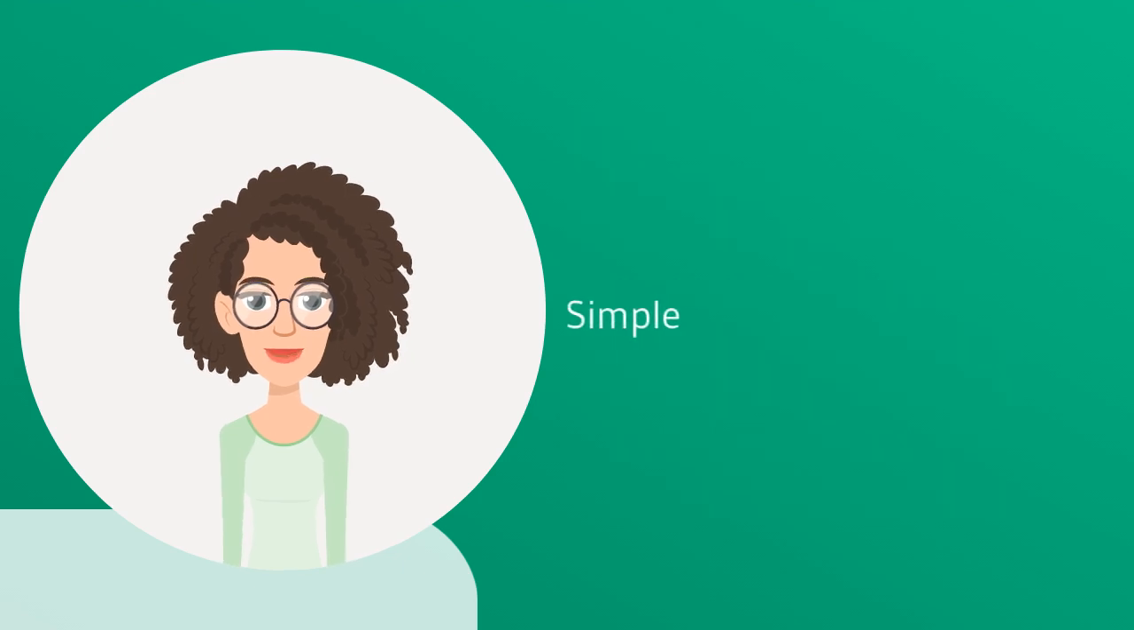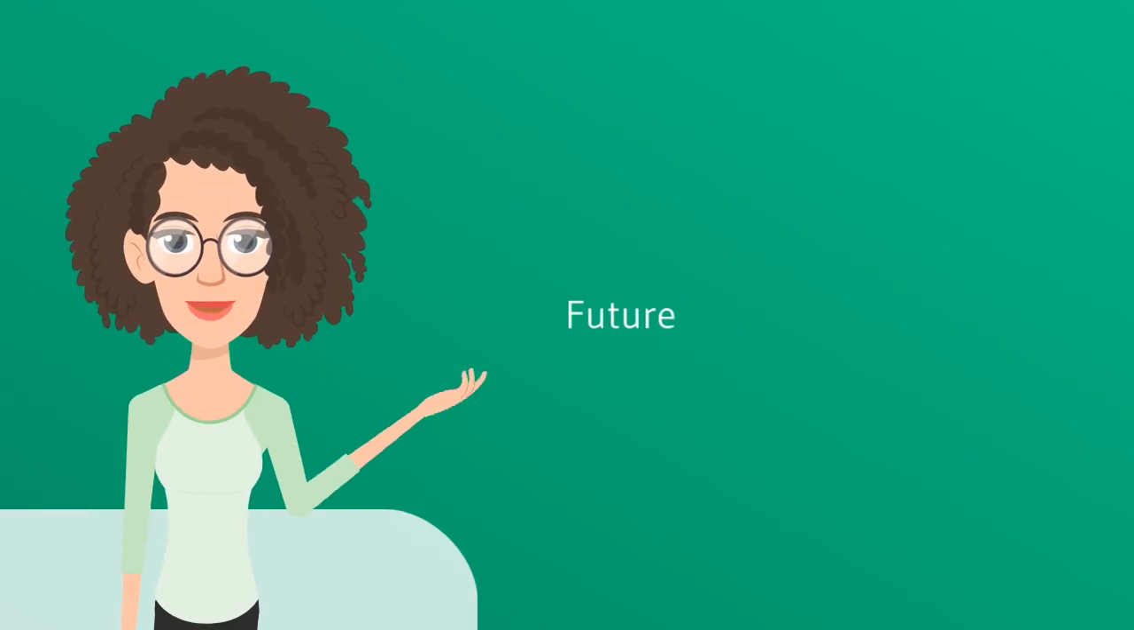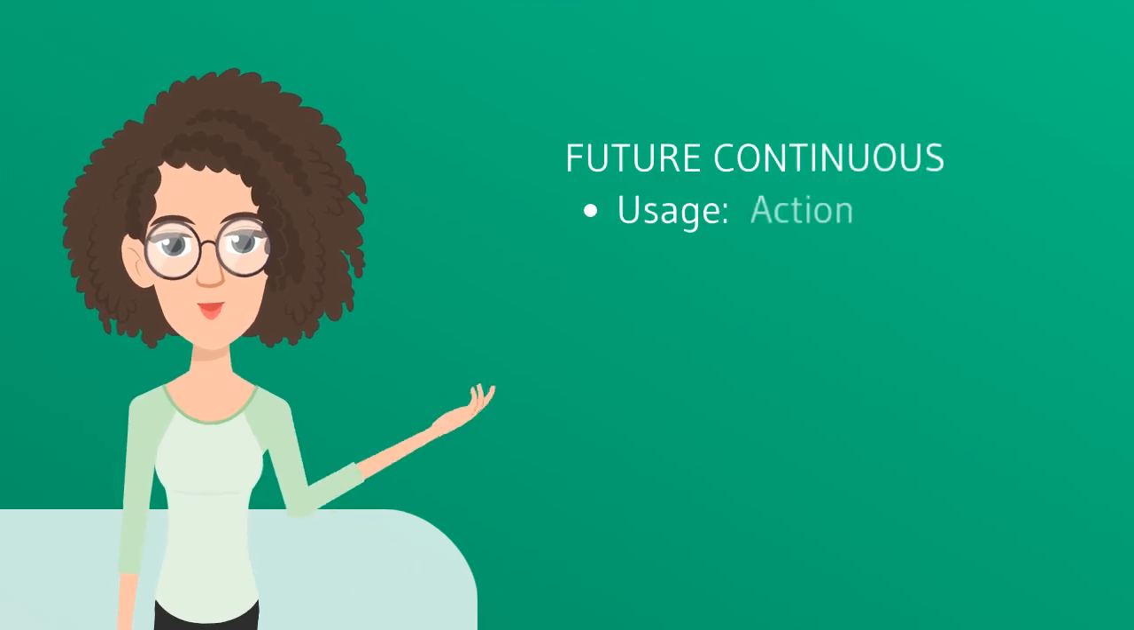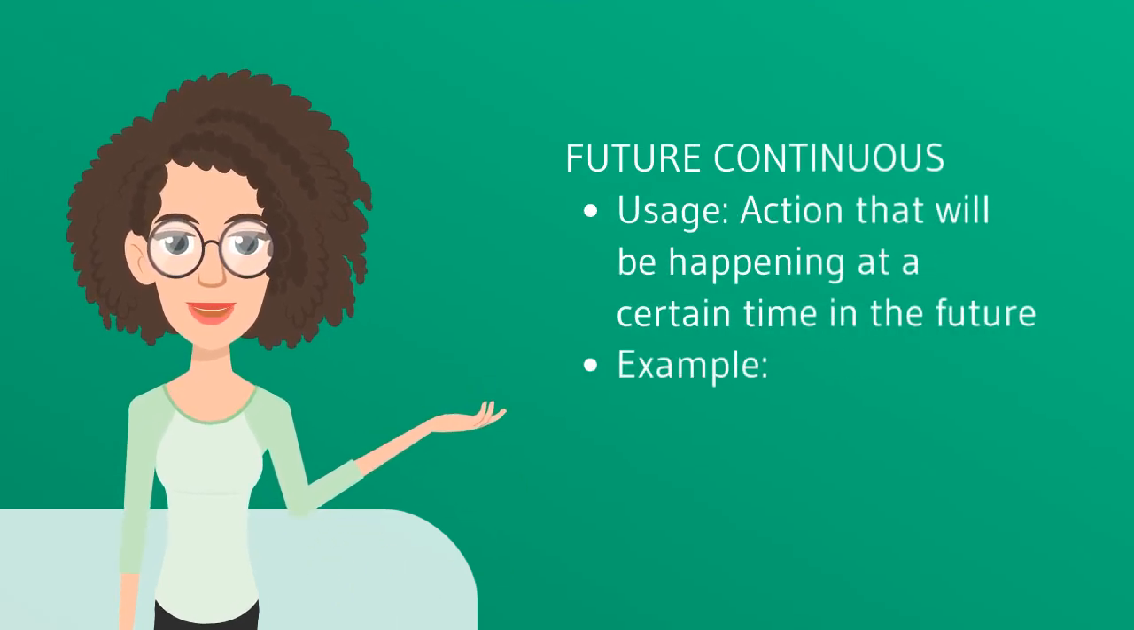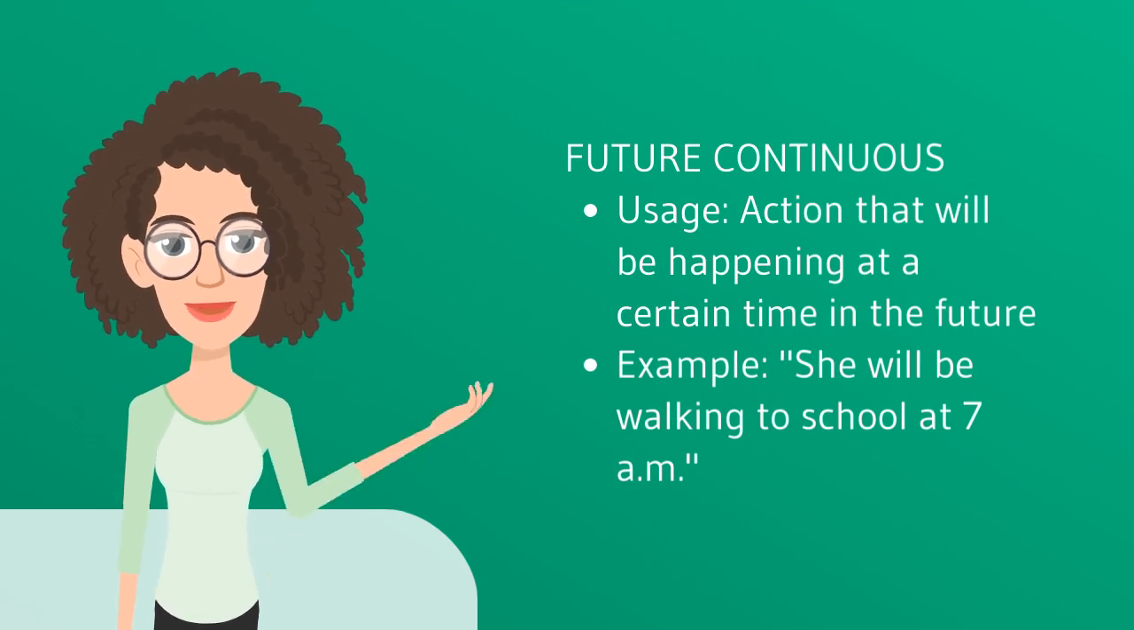Simple future. Usage: predictions, future plans. Example: she will walk to school tomorrow. Future continuous. Usage: action that will be happening at a certain time in the future. Example: she will be walking to school at 7 a.m.